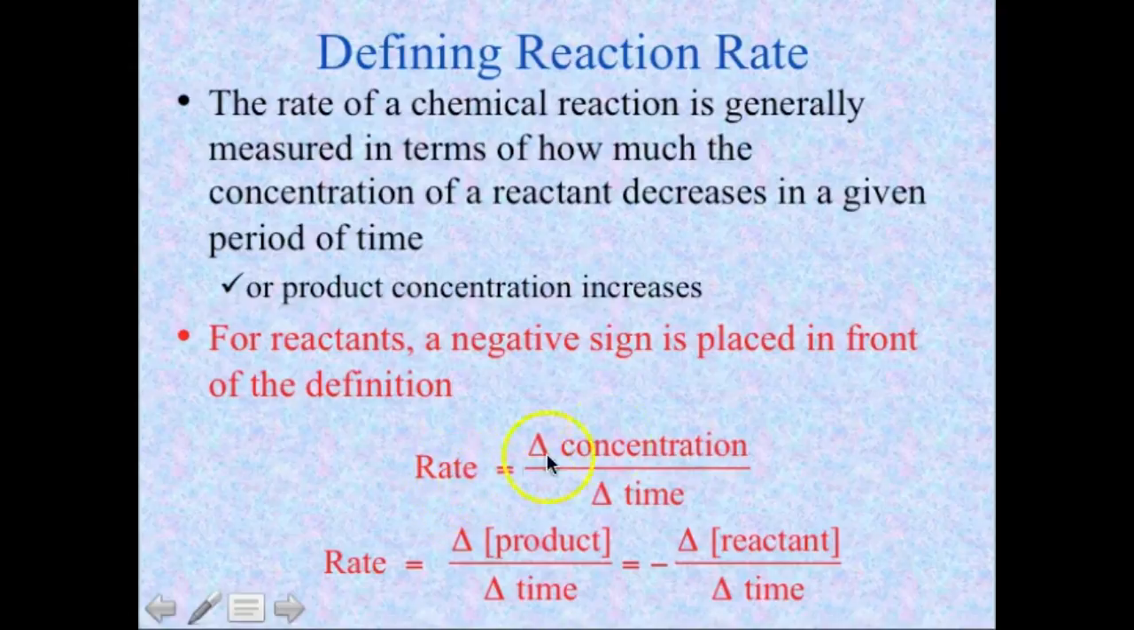So rate equals the change in concentration divided by the change in time, and more specifically, if you're looking at product concentrations, the change in the product concentration divided by the change in time, or if you're looking at the decrease in reactant concentrations, it's minus the change of the concentration of the reactant divided by the change in time.